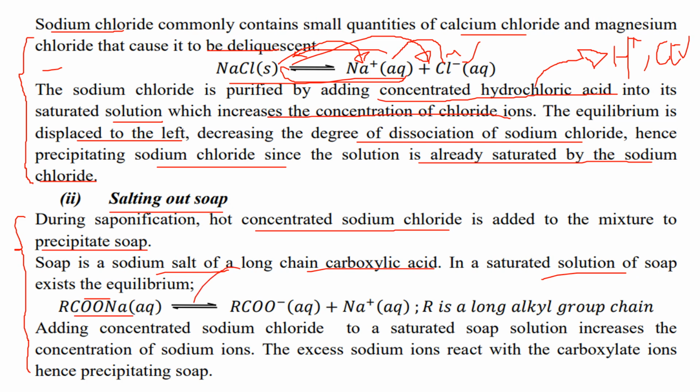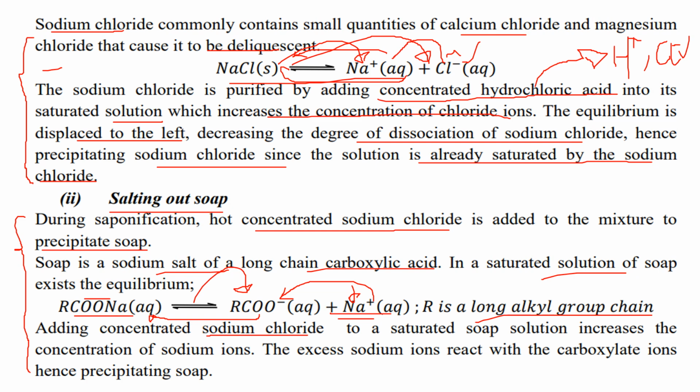So its solubility product equation is going to be this plus the sodium ions. R is going to be a long alkyl group chain, and therefore, if you add sodium chloride to this solution, remember that sodium chloride is a strong electrolyte. It fully ionizes to form sodium ions and chloride ions. So there are going to be excess sodium ions, which are going to react with the carboxylate ions to form back your long chain sodium carboxylate salt, which is a solid, hence precipitating out soap.